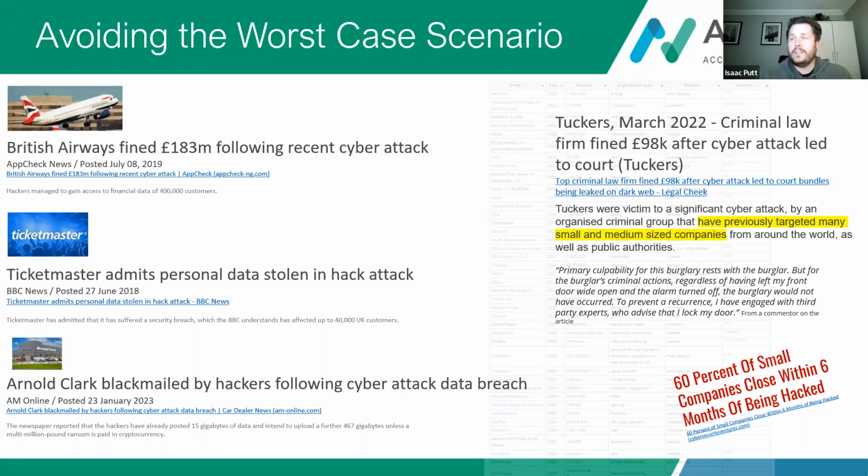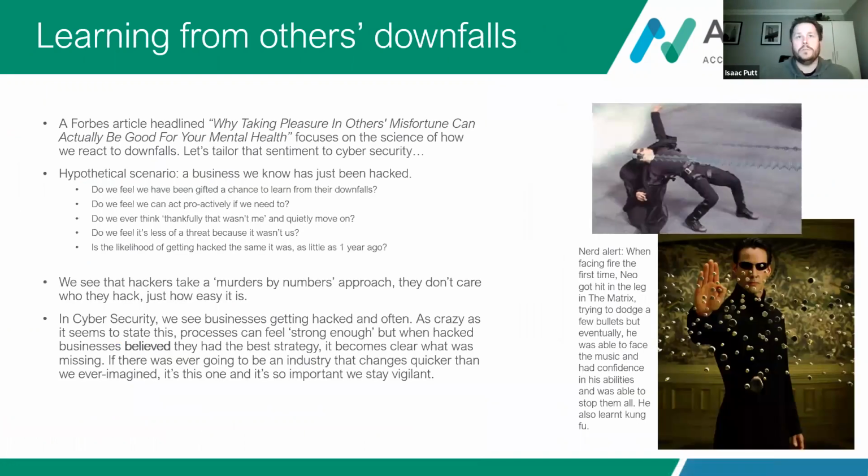When Tuckers were targeted in March 2022, they were attacked by the same cyber hacking group, if you will, that previously were targeting SMEs. Of course, these things go on behind the scenes. And if you can see the faint image just behind there, the list of companies that get hacked over the years is unfortunately growing. So how can we learn from others' downfalls?